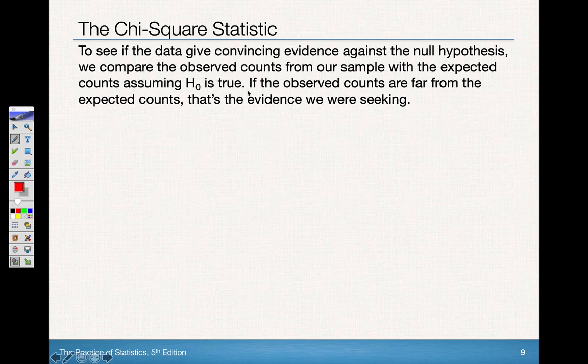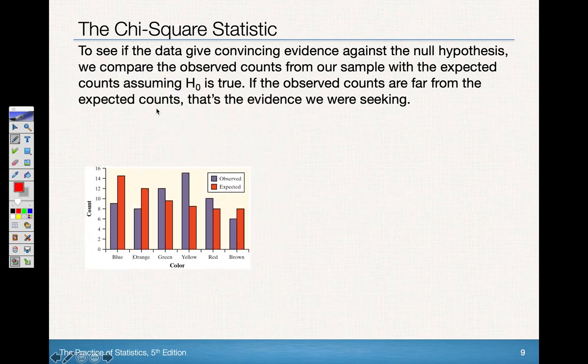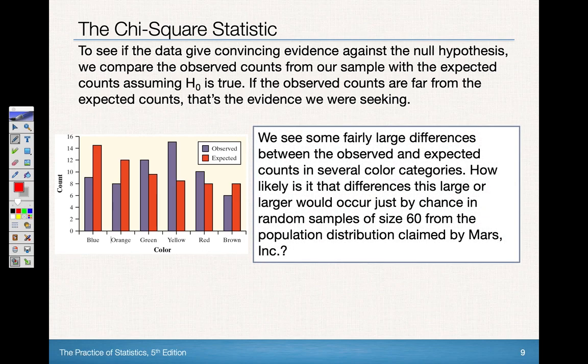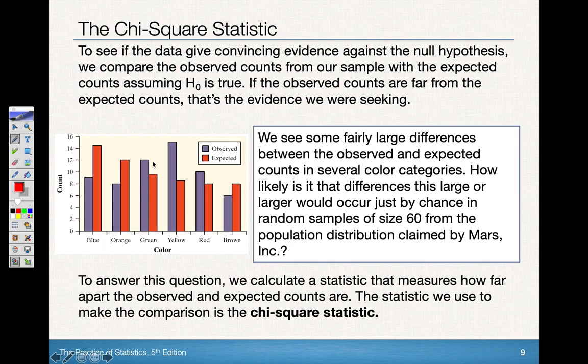To see if the data give convincing evidence, just like every hypothesis test, versus the null, we compare the observed counts with the expected counts, assuming the null is true. If the observed counts are far from the expected counts, we seek the evidence we are looking for. This is just a visual display, and you can see we see some fairly large differences between observed and expected counts, but we really don't know until we pop this into the formula and get a true test statistic. So this is more just visual. You can see, for instance, yellow, observed and expected, quite different. But red, not too far off. We're going to look at an overall picture to see if there's true significant difference.